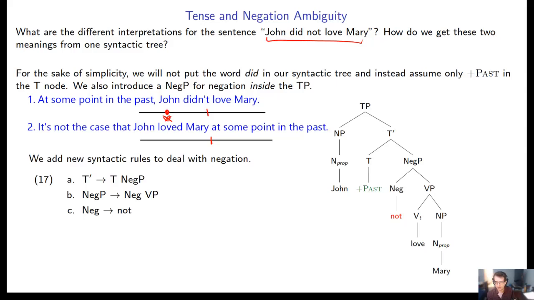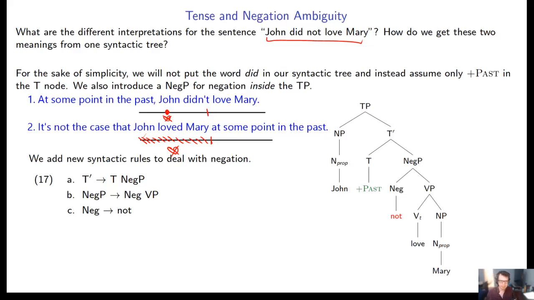There was some point in the past where John didn't love Mary, and we don't know about the other times. Maybe John didn't love Mary through all that time. Maybe John loved Mary some of those other times. We don't know. The other interpretation says it's not the case that John loved Mary at some point in the past. So this means that throughout all of these times, there was no love. John didn't love Mary at any of those times. So we can see the difference between the 2 interpretations. The first interpretation is very specific, talking about a specific point, while the second interpretation is much more general.